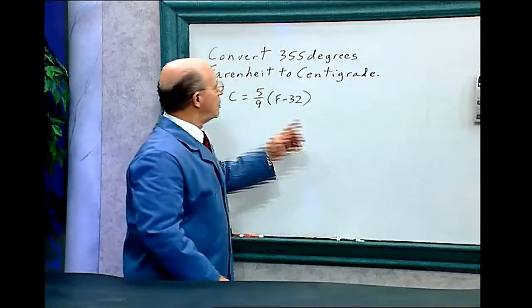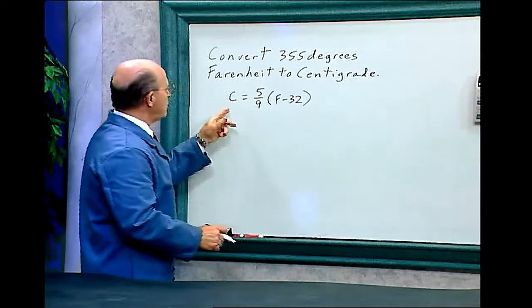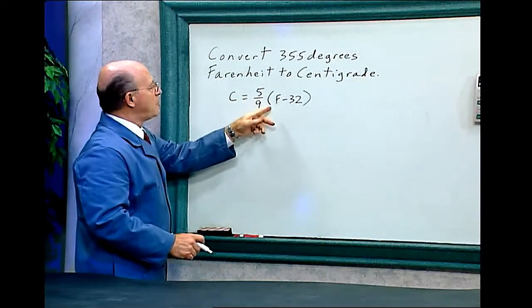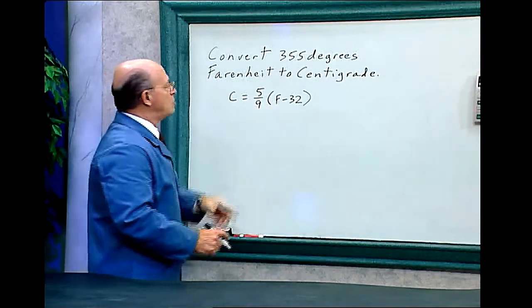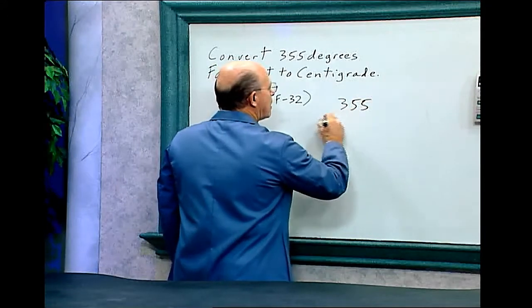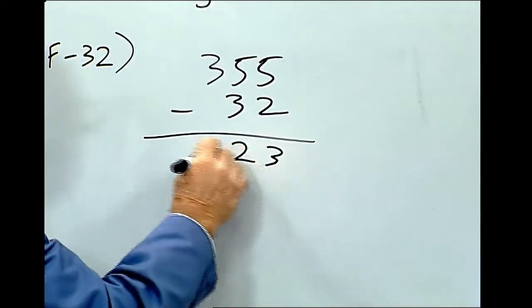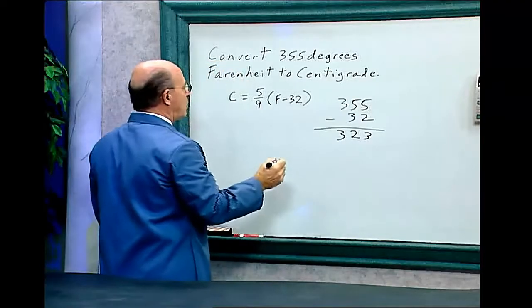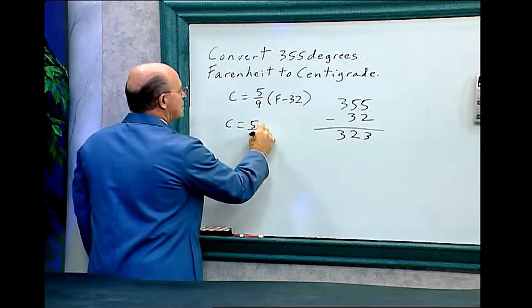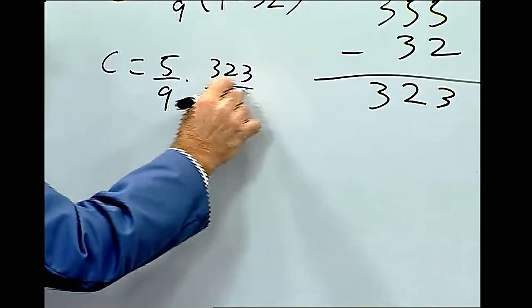Let's convert the 355 degrees Fahrenheit to centigrade. This is the formula. Centigrade equals 5/9 multiplied by Fahrenheit minus 32. So the first thing we'll do, we take the 355 degrees minus 32, 3, 2, 3. So it's 323. So C equals 5/9 times 323 over 1.